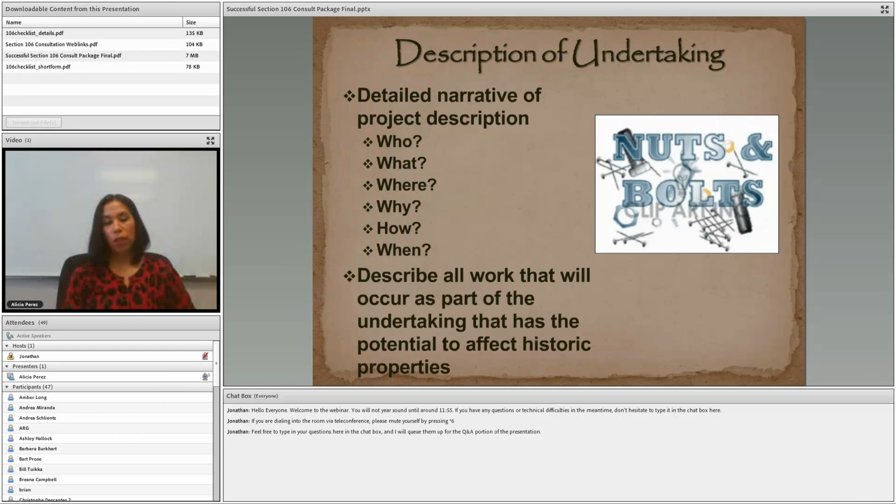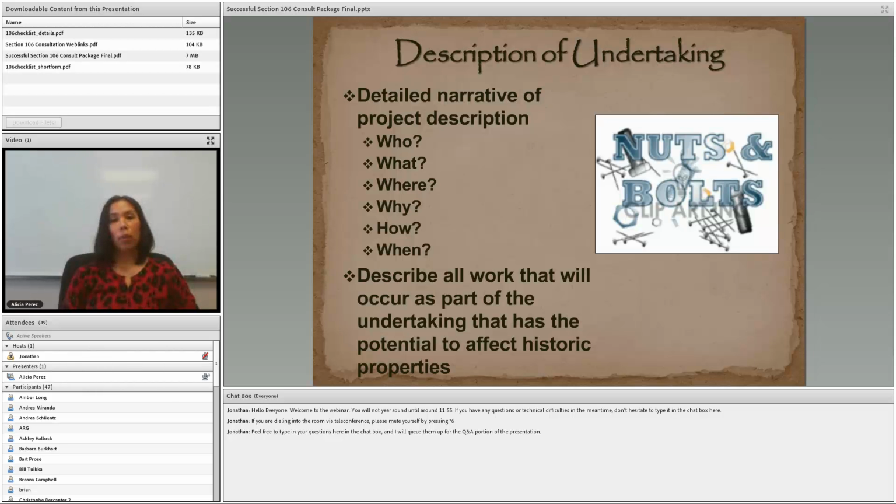So let's start with description of undertaking. Want to provide a narrative description of what the undertaking is. So I think it's really easy to just jot down, think of the basics: who, what, where, how, why, and when. So who is involved in this undertaking? Is it one federal agency? Are there more than one? Who is taking the lead? The applicant. This is information that you want to include.